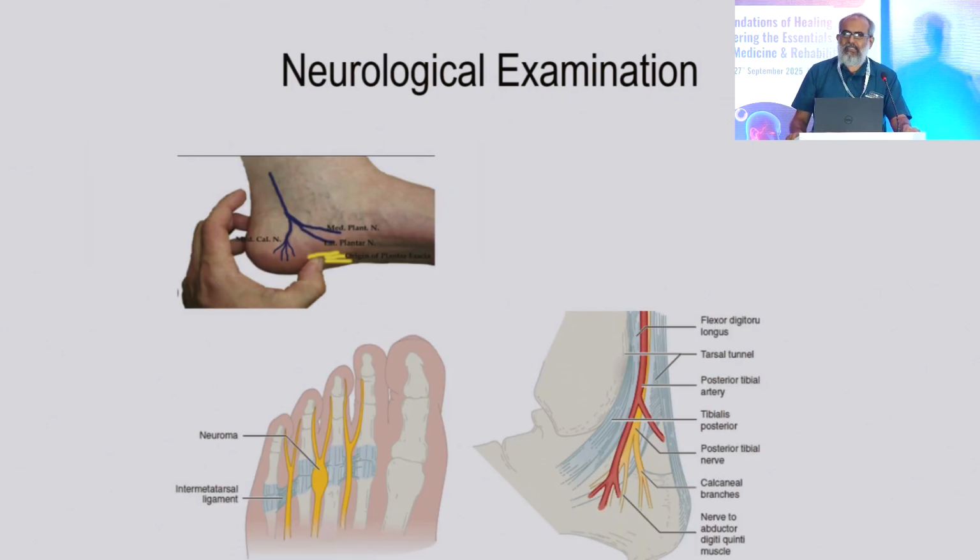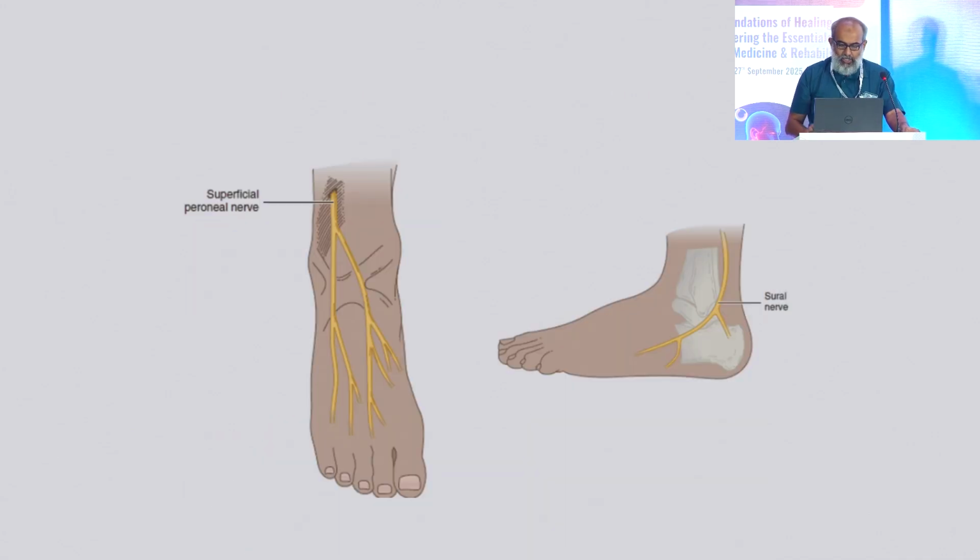Then the neurological examination. Basically, the things you must know are the distribution of the tibial nerve, how the tibial nerve splits into the medial and lateral plantar nerves. Then the peroneal nerve, superficial and deep peroneal nerve, their distribution area, and the sural nerve. You must be thorough about these things. And the local neurological pathologies that you usually encounter are, one, the tarsal tunnel syndrome, then Baxter's neuropathy, and then Morton's neuroma.